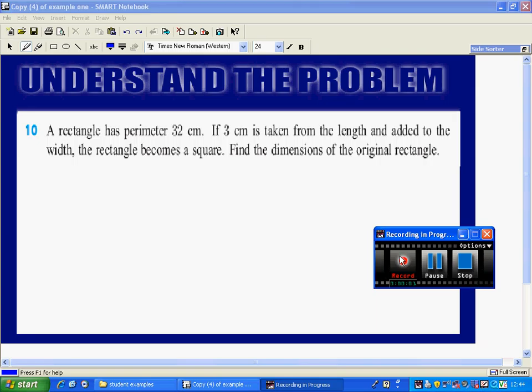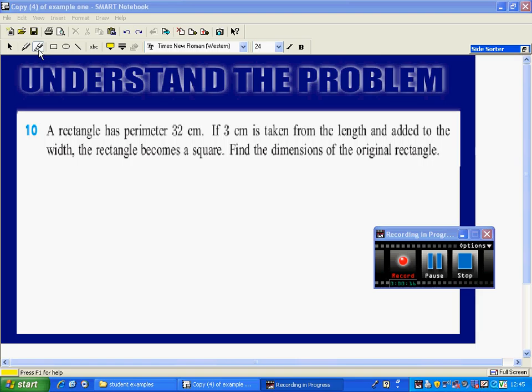This is our problem. I will read it out. A rectangle has perimeter 32 centimeters. If 3 centimeters is taken from the length and added to the width, the rectangle becomes a square. Find the dimensions of the original rectangle.